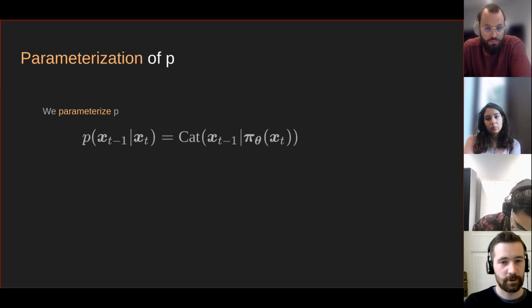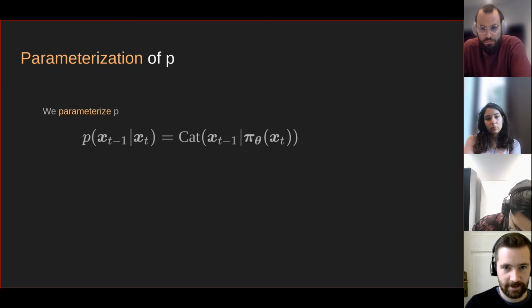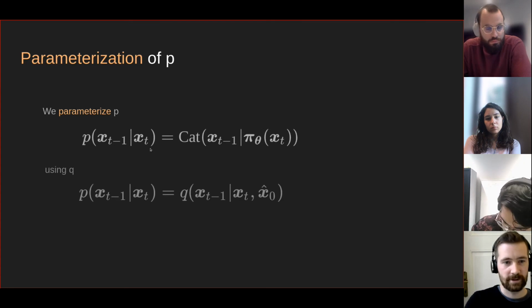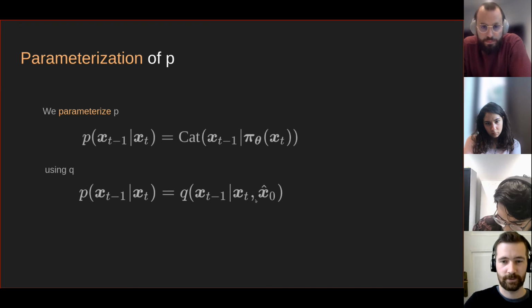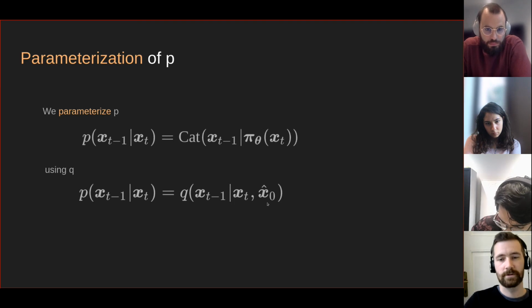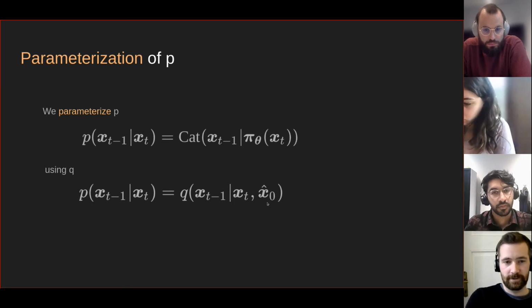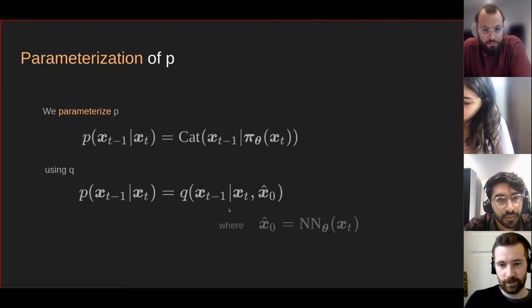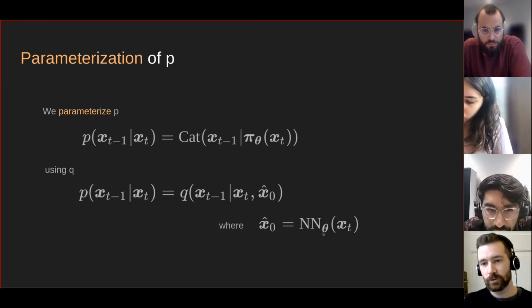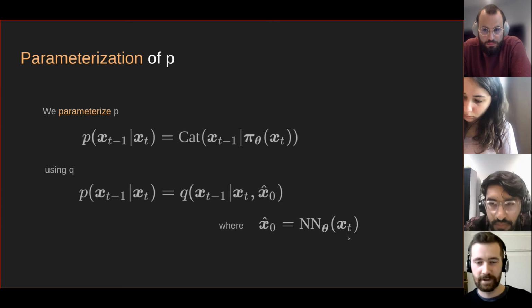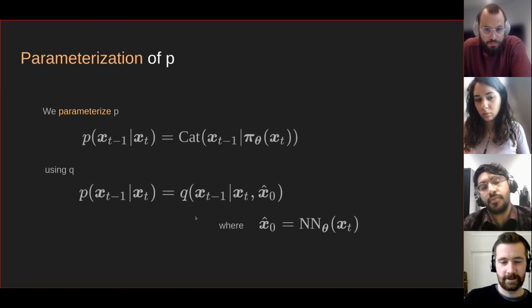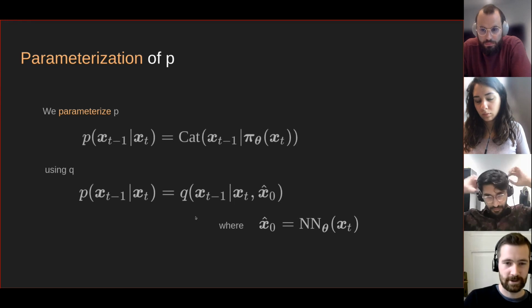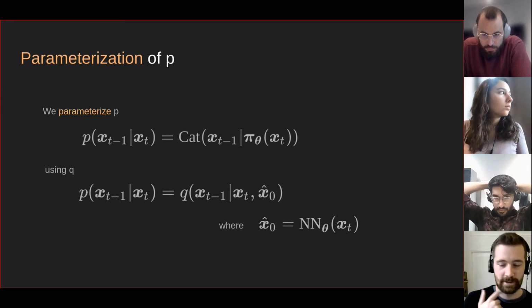Just one quick note before we look at results is that we parameterize this decoder P using Q in this way. Remember that again this distribution is available in closed form, but it somehow depends on x0. And we parameterize P using that, where we predict x0 using a neural network conditioned on xt. So this just very nicely ties together the encoder and the decoder essentially, and the KL term that is in the loss becomes nicer in this case.